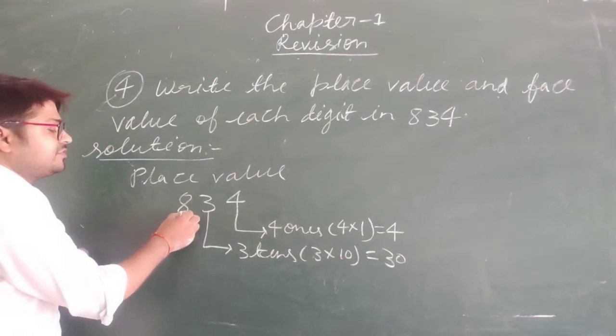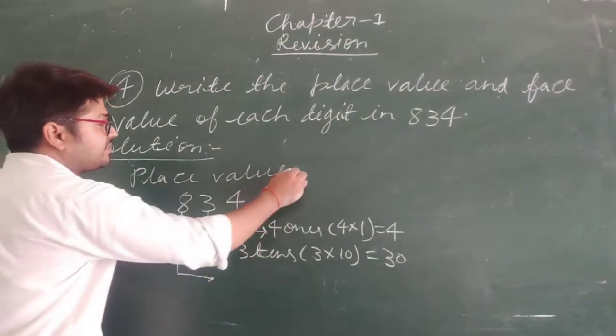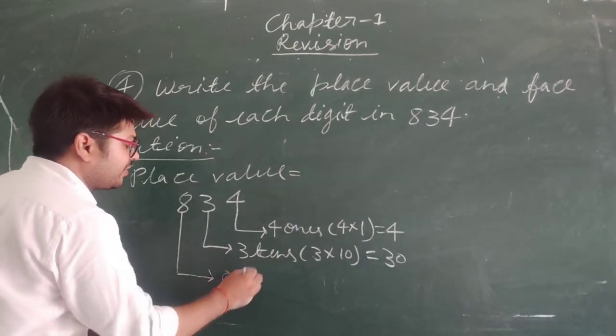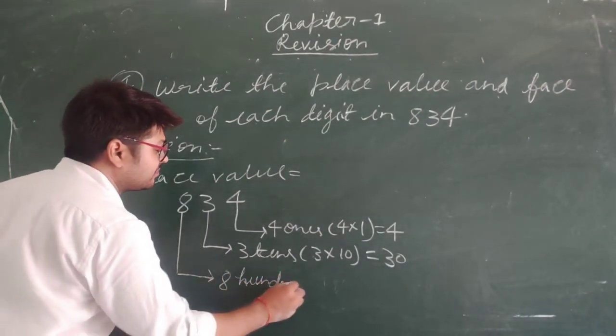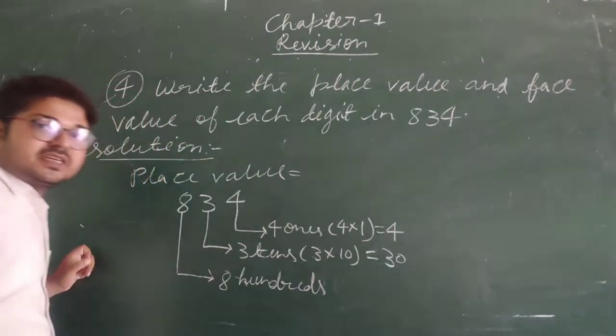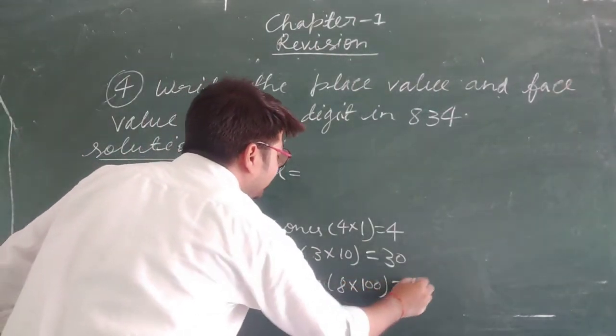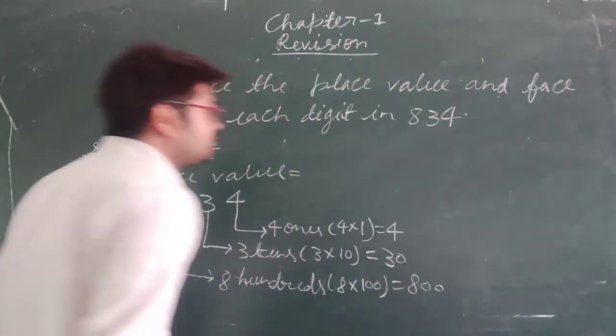And 8 is at which place? 8 is at hundreds place. So you have to write 8 hundreds. 8 hundreds means 8 will be multiplied by 100. So you will get 800.